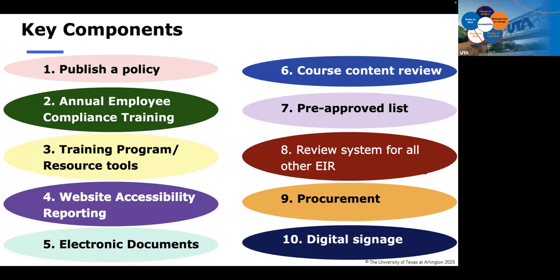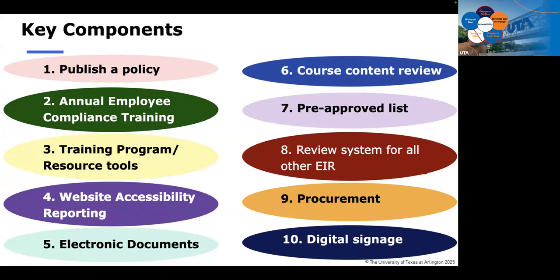Okay. These are the 10 most important parts of having an EIR accessibility program, in my opinion. This is how we can show success at UT Arlington. Number 1 was the hardest. It took 3 years to get a signature so that we could publish an EIR accessibility policy.